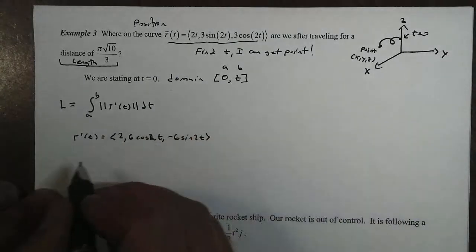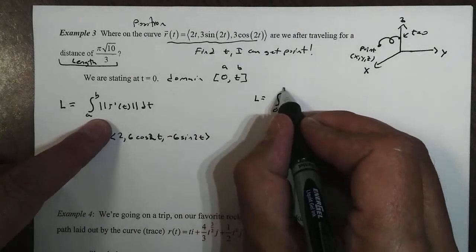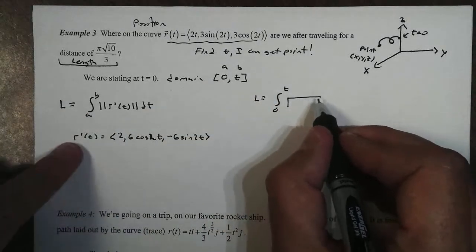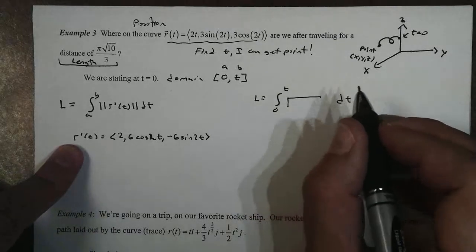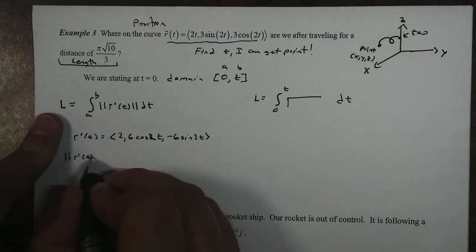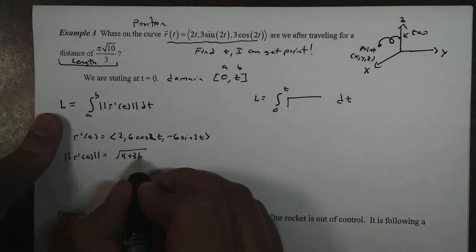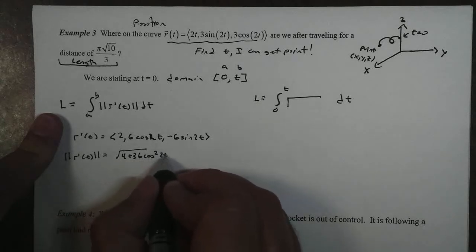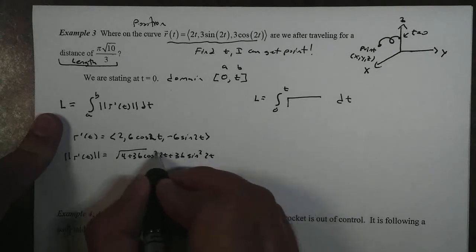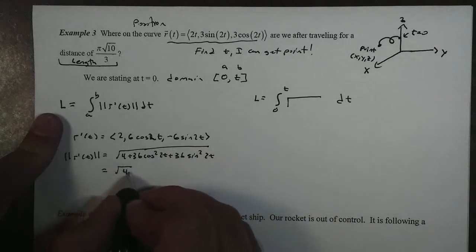When I write out my arc length formula now, we go from 0 to t, a to b, times the magnitude of r prime of t. And we're going to do this magnitude in our head. Let's see if we can do that real quickly. Ready? R prime of t. Some of you guys can do that in your head. This becomes 4 plus 36 cosine squared of 2t plus 36 sine squared of 2t. I'm going to need a longer bar there. And of course, that's just the square root of 40.